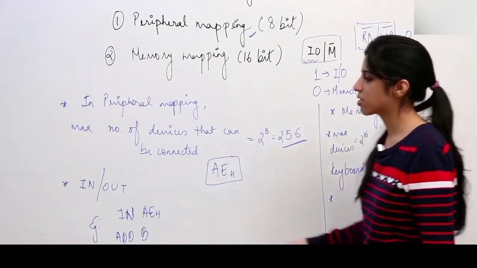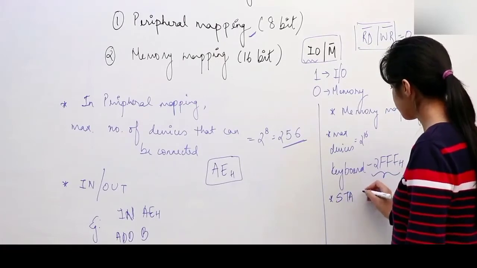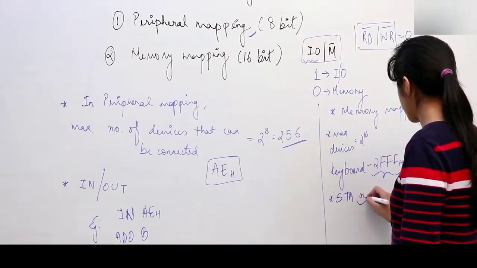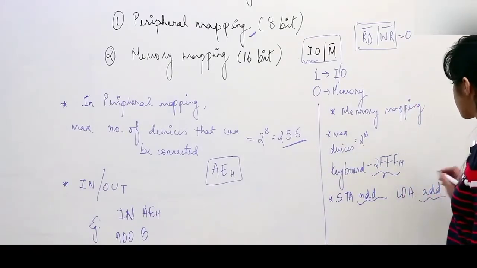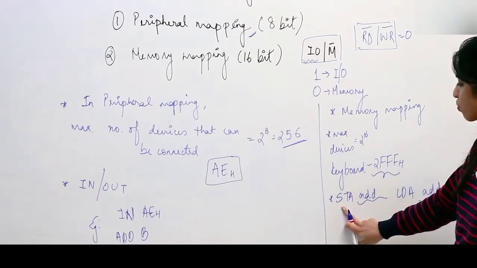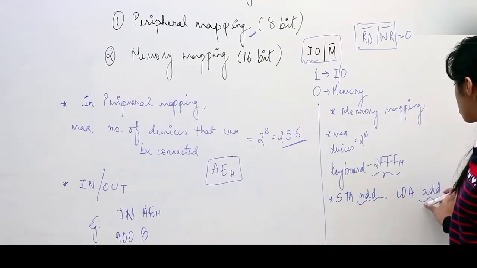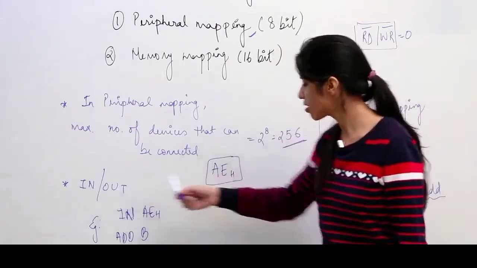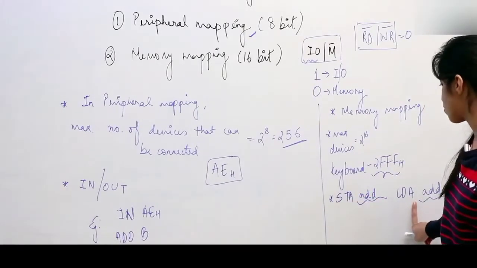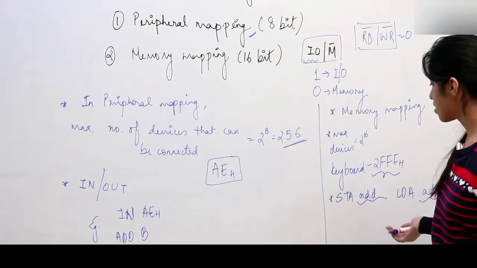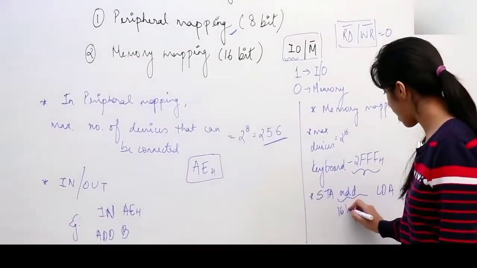Then we do not use instructions like IN and OUT. The instructions that we use here are STA address, or LDA address. What do these instructions do? STA is going to store the data of the accumulator at the desired address, and LDA is going to load the accumulator with the data at this address. The operation is the same. STA works like the OUT instruction, and LDA works like the IN instruction. So the function is the same, but the instructions change. Here we can have a 16-bit address.